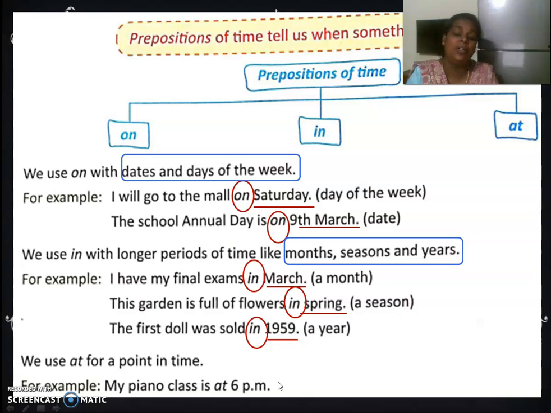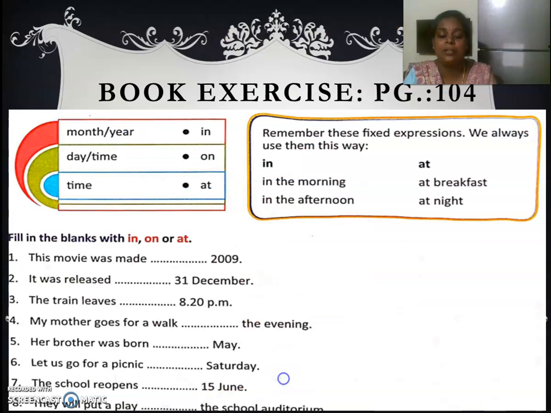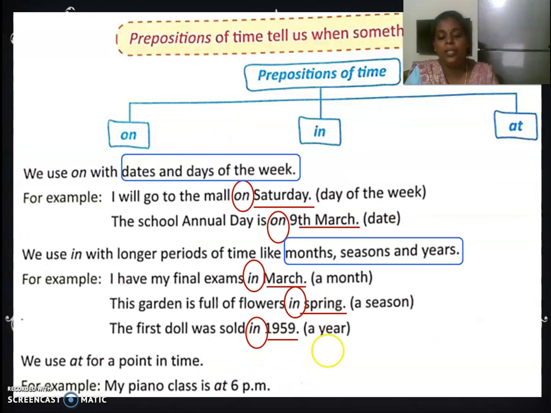We can't say 12 p.m. Okay. So 3 p.m., 3 a.m., like that. If you say, it is at 6 p.m., at 3 a.m., like that we use to say. So it is at.